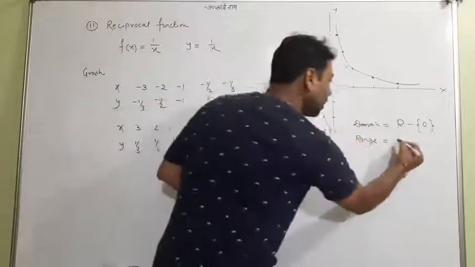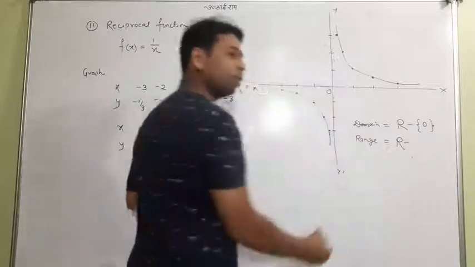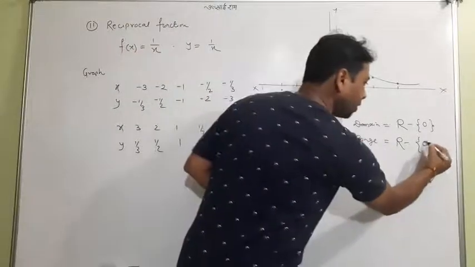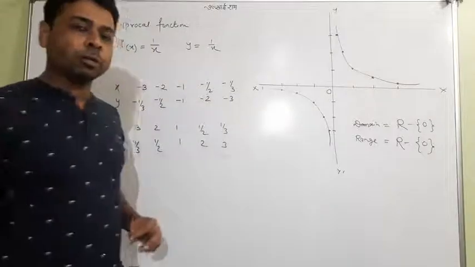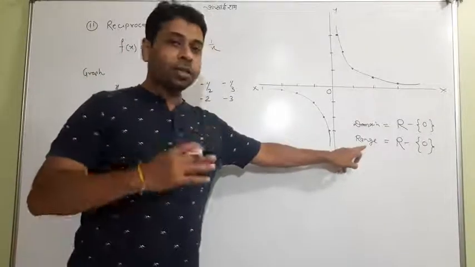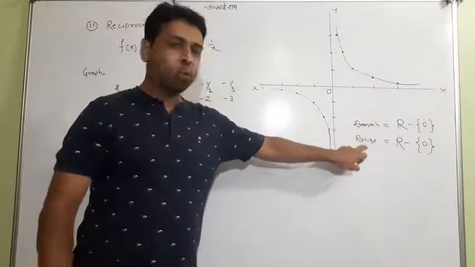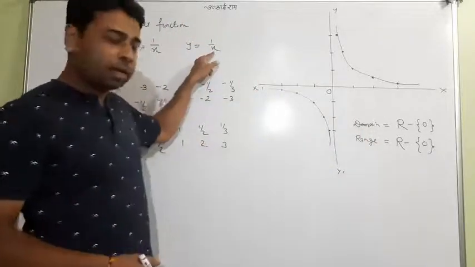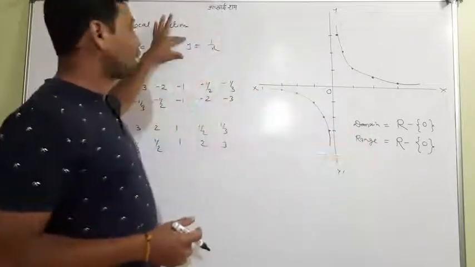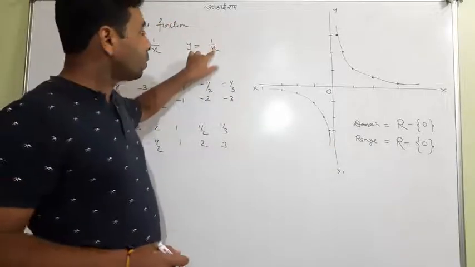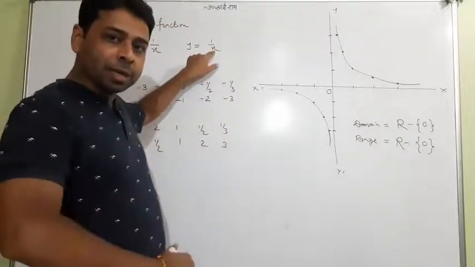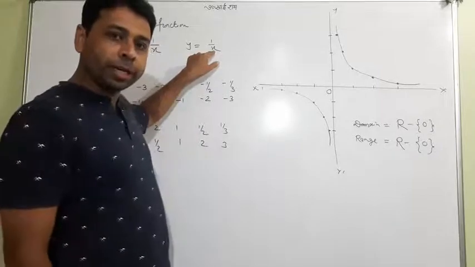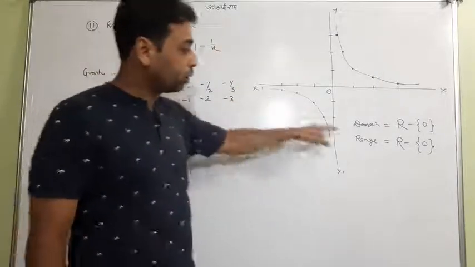So I would say that the range is also the set of real numbers, but you cannot get 0. Again, try to make the difference between domain and range. Domain is the set of values of x and range is the set of values of y. All values you put instead of x. After that, whatever set you get for y is the range.